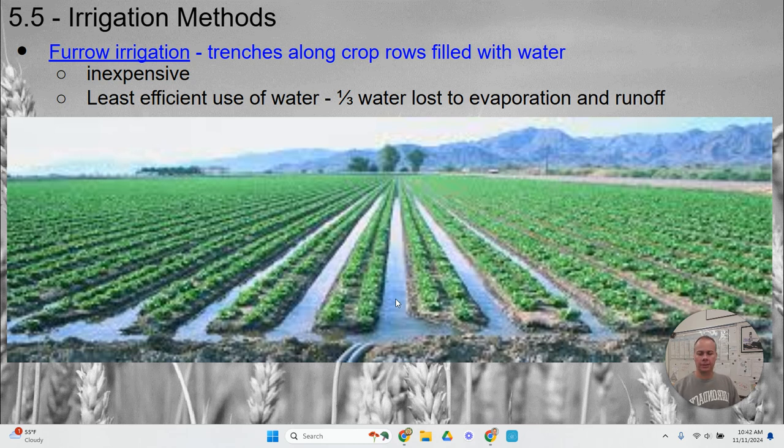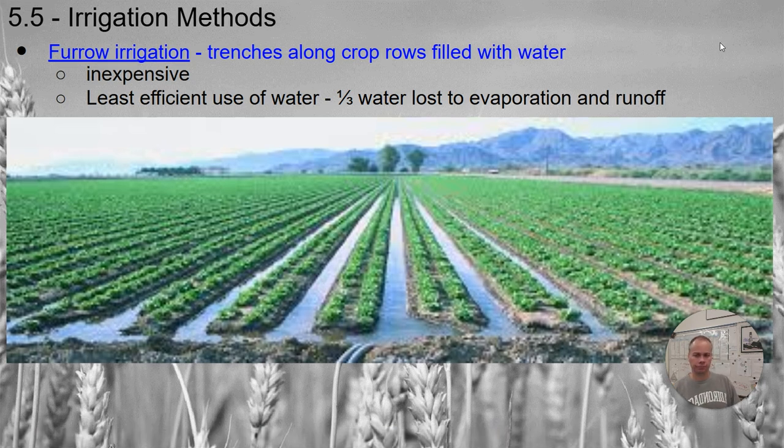It's relatively inexpensive, and this targets the water to where the plant actually needs it, which is the roots, because plants absorb the water that they need through their roots. And so this is inexpensive, but it's not very efficient. When the water is sitting in those furrows, about a third of it is lost to evaporation or maybe to runoff, and therefore that can lead to water being used less efficiently. It can also lead to quicker soil salinization because there is a lot of evaporation of the water from these furrows. So that's furrow irrigation.